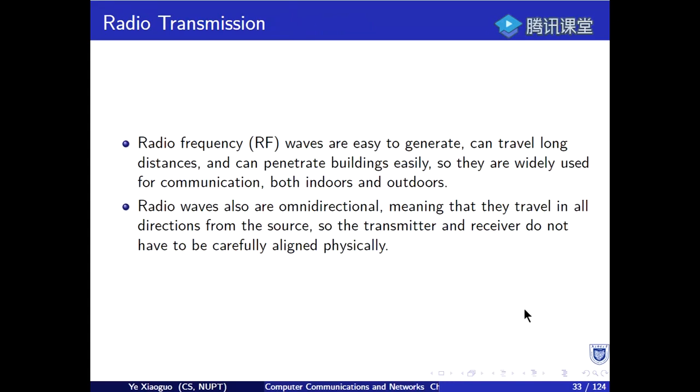Radio frequency, RF, waves are easy to generate, can travel long distances and can penetrate buildings easily. So they are widely used for communication, both indoors and outdoors. Radio waves also are omnidirectional, meaning that they travel in all directions from the source. So the transmitter and the receiver do not have to be carefully aligned physically, because they travel in all directions from the point of source.